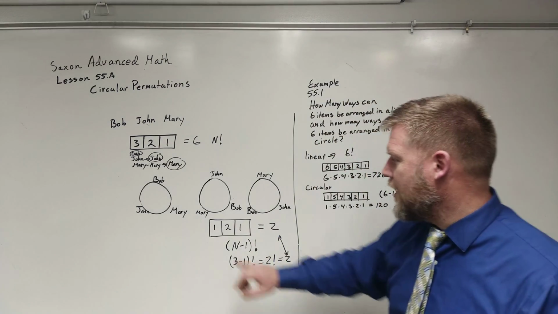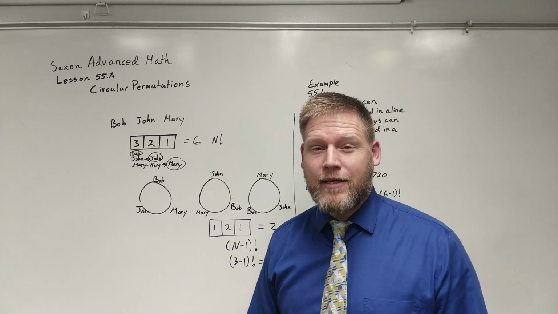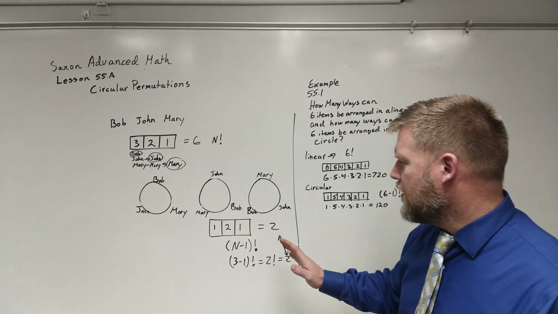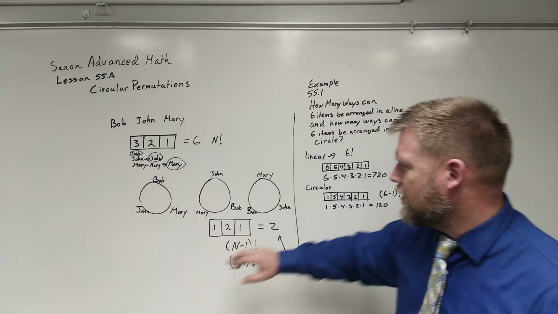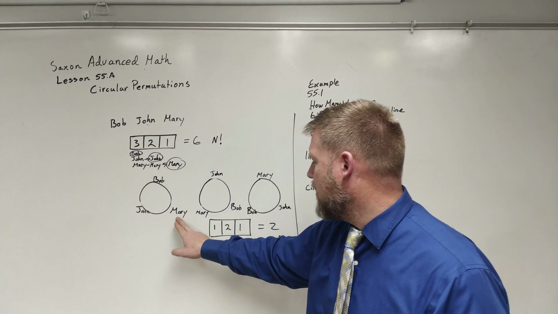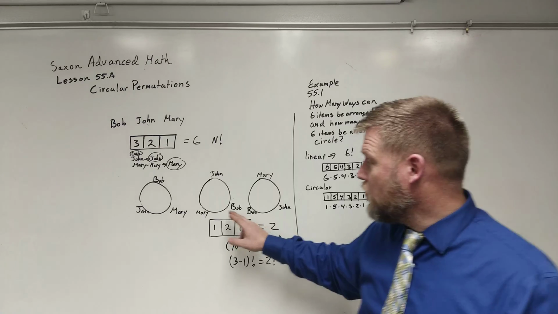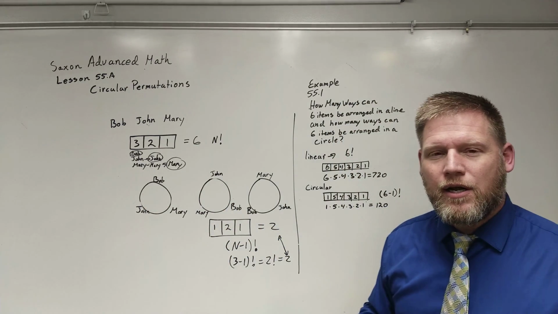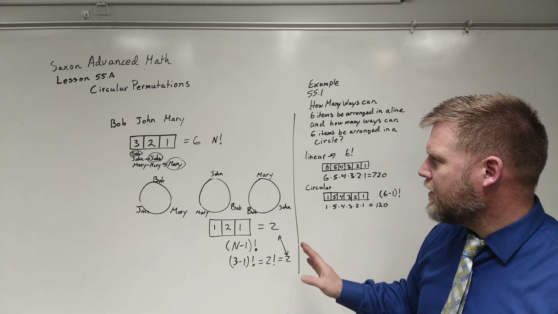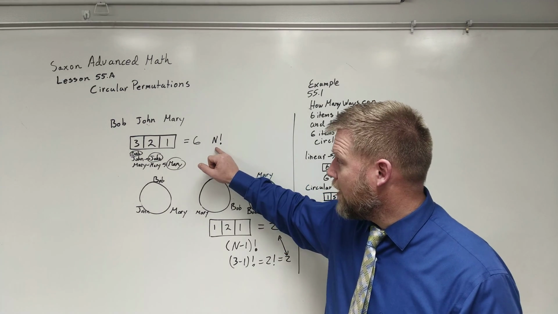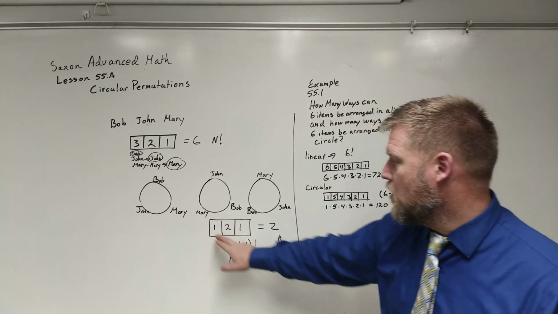So instead of 3, 2, 1, it's 1, 2, 1, because this one and this one are really the same thing. There's no other way to do that. If I look at John, he's got Bob on his left and Mary on his right, or Mary on his right and Bob on his left. So there's only 2 differences between these, not 6. I can realize that instead of saying 3 factorial, I could say 3 minus 1, which is 2 factorial, which is 2, or 1, 2, 1.